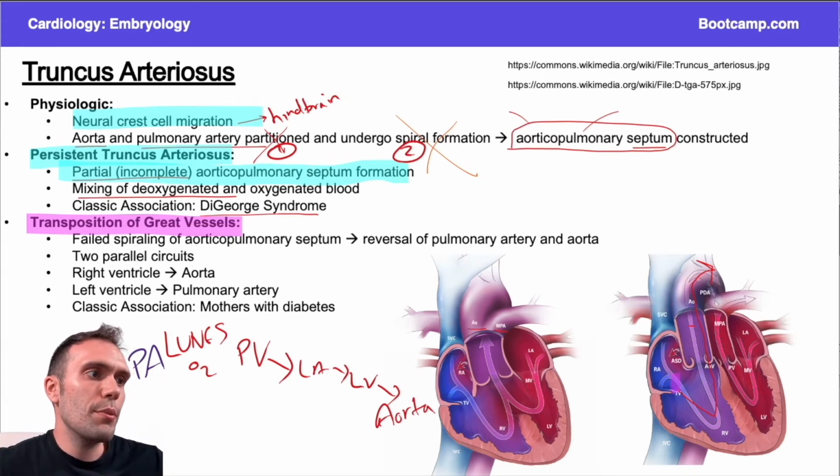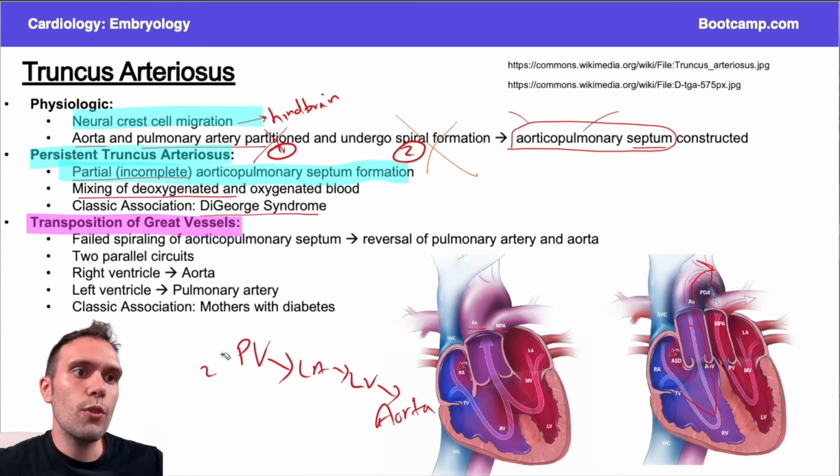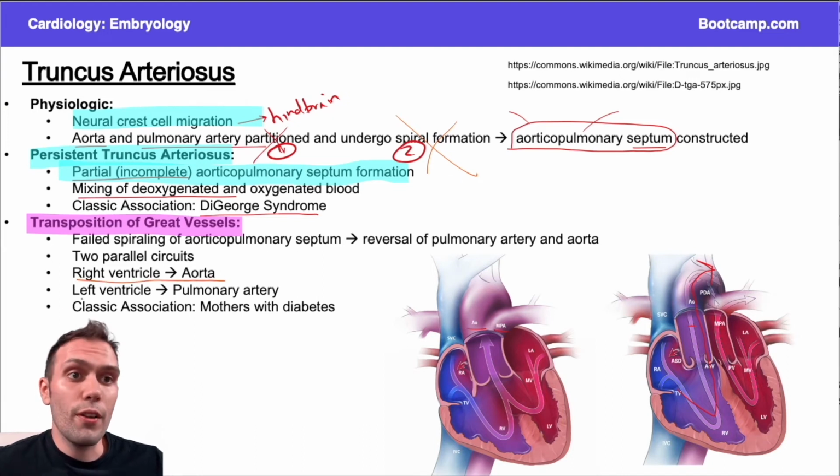And so you can see this blood that's going from the right ventricle is going out through the aorta. Okay, so that's a problem because now I have deoxygenated blood coming in and it's all getting pumped right back out before it can get oxygenated. So what's happening here is we have two parallel circuits because the aorta is attached to the right ventricle, and therefore the left ventricle is attached to the pulmonary artery. And so we have two, like I said, parallel circuits.